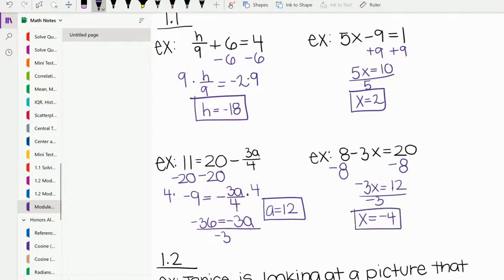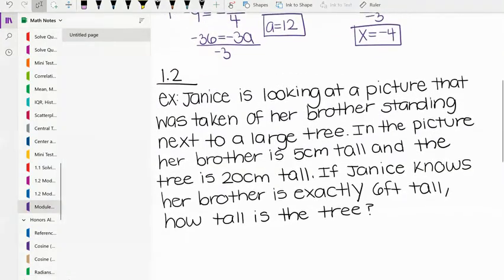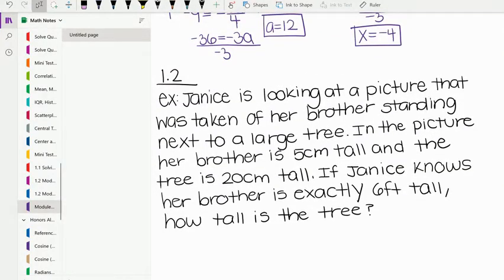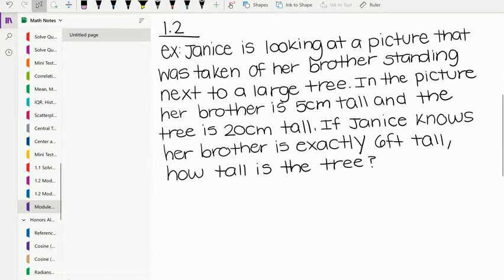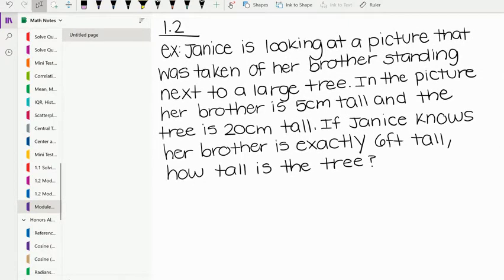All right, these last two problems are from 1.2, which is dealing with ratios, proportions, and dimensional analysis. So this problem says, Janice is looking at a picture that was taken of her brother standing next to a large tree. In the picture, her brother is 5 centimeters tall, and the tree is 20 centimeters tall. Okay, so that's what's happening in the picture. So brother is 5 centimeters tall, and then the tree is 20. We also know that her brother is 6 feet tall in person.